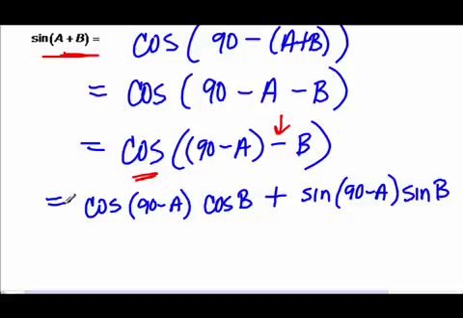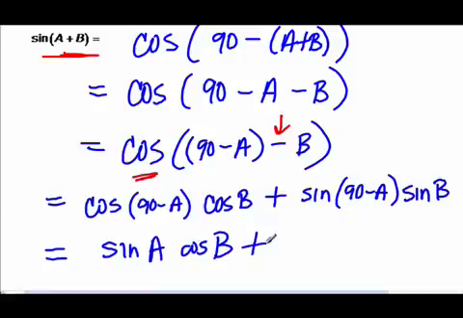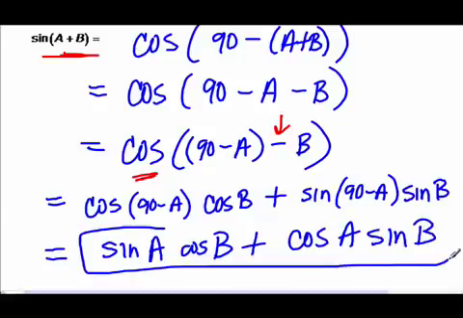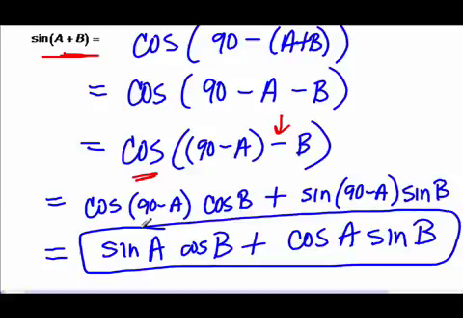Now to clean this up, one last step, here at the bottom, what is the cosine of 90 minus A? Sine A. Cosine of 90 minus A is sine A, cosine B. Sine of 90 minus A is cosine A, sine B. And there's where they get the identity for the sine of A plus B.